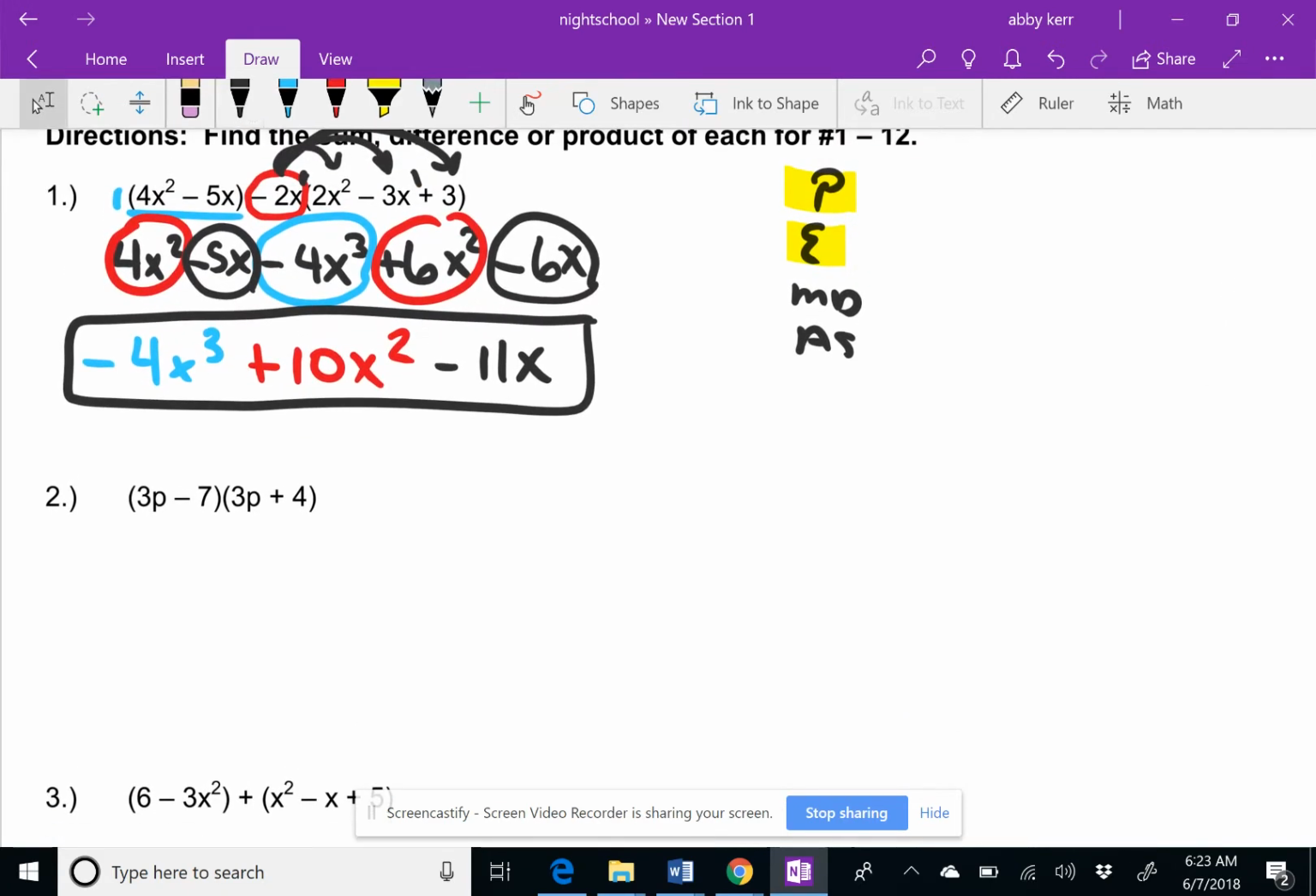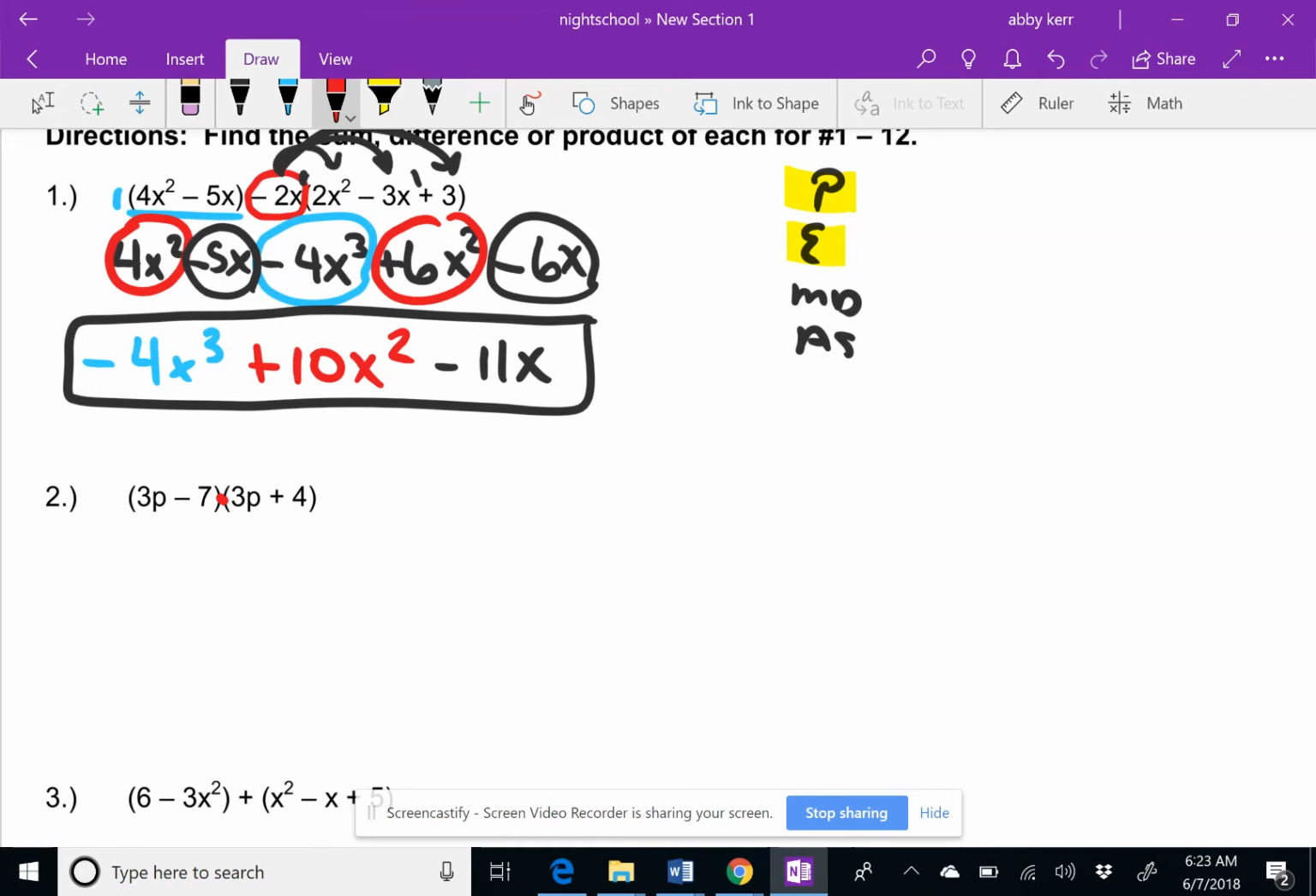Now for number 2, whenever you see a problem like this, you always want to see what's inside the middle, what operation's happening, adding, subtracting, multiplying, or dividing. In this case, I didn't see a symbol, so I could just put a multiplication symbol, because when you have two parentheses touching each other like that, that means it's being multiplied.